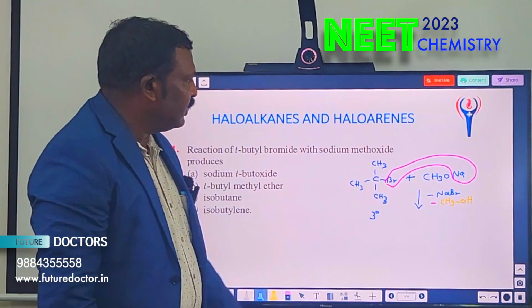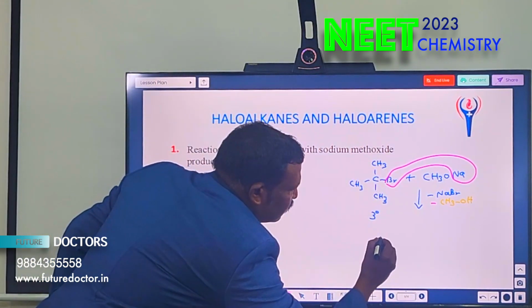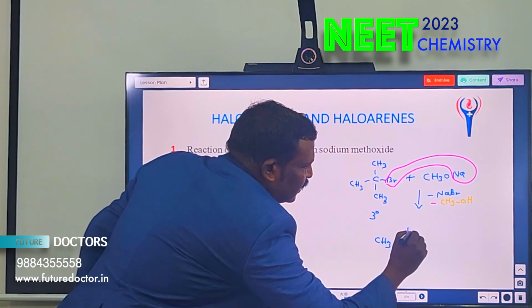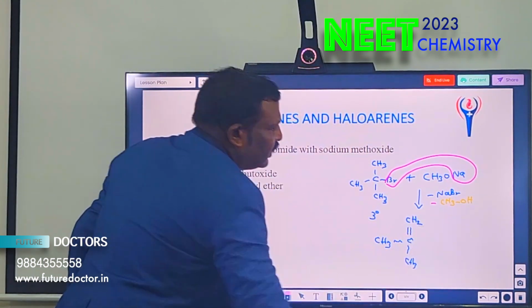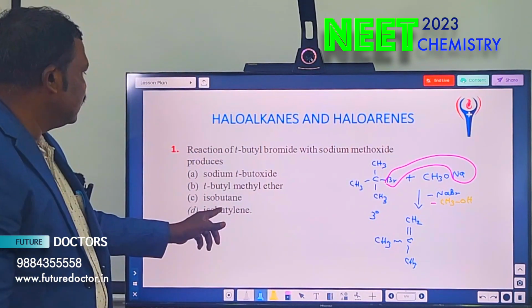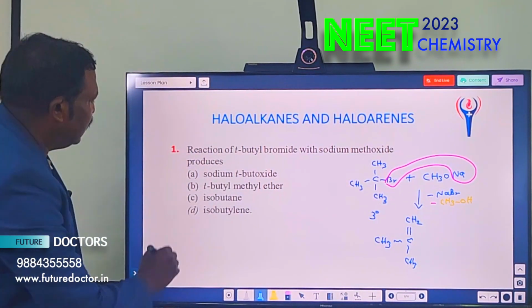So the product will be what? Here H will be removed. The product will be CH3, C, CH3, and here a double bond, CH2. This is called isobutylene. So we're getting isobutylene. So D is the answer.